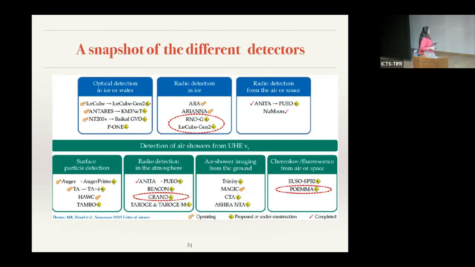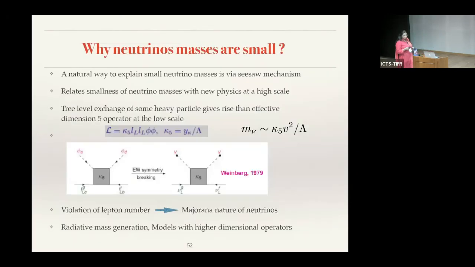And so these are proposed or under construction. There are also different detection techniques like radio detection. IceCube was optical detection in ice, then they have radio detection in ice. So there are various things which are coming in this direction. But even with all this, we don't know why neutrino masses are small.